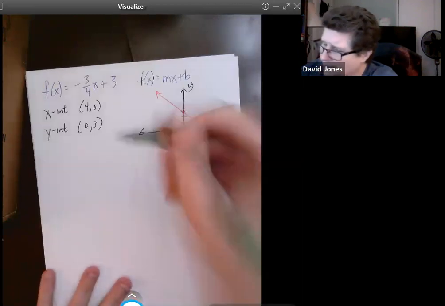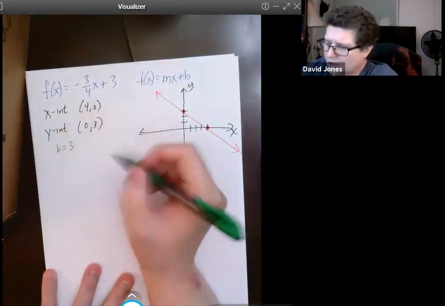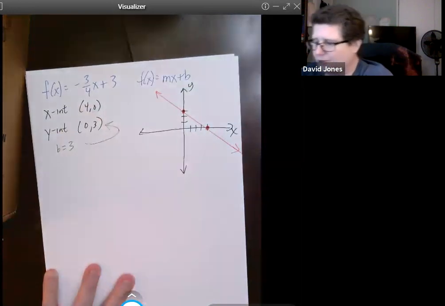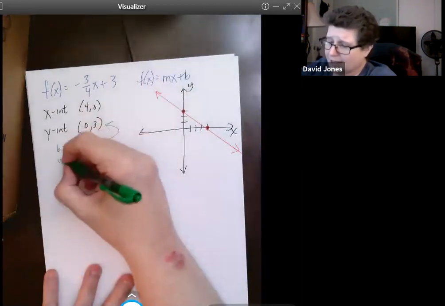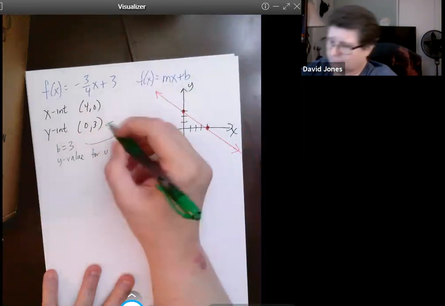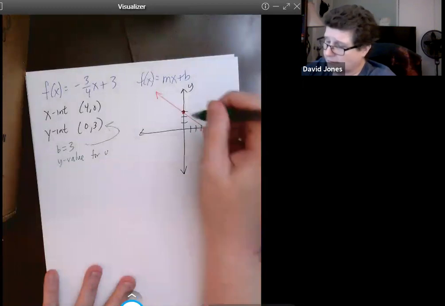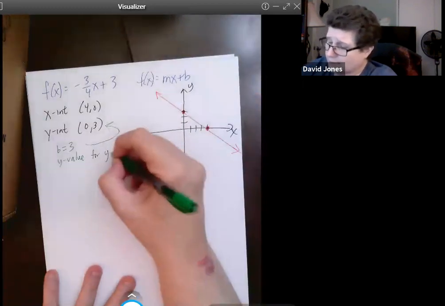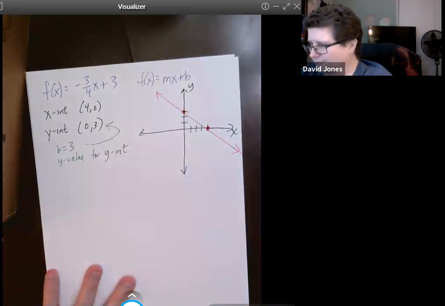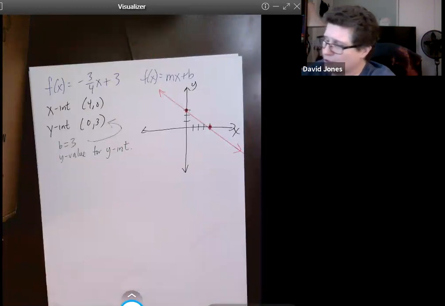If we take a look and compare these, b equals 3. They call this slope-intercept because that's the intercept of y right there. b equals 3 is the y value for the y-intercept. I got distracted myself for a second. That's why they call that part slope-intercept.